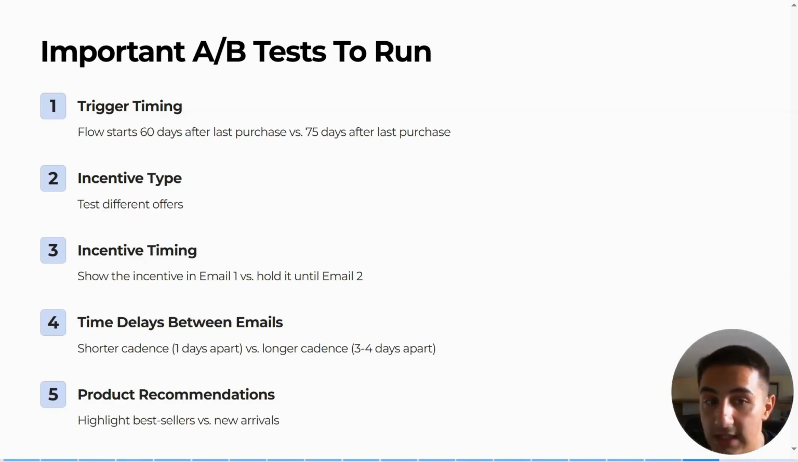You can also test the timing of the incentive itself. Should you show it right in email 1 or hold it until email 2? Then look at the delays between emails. Try a shorter cadence like 1 to 2 days apart versus a longer one like 3 to 4 days. And finally, test your product recommendations, and that's it.